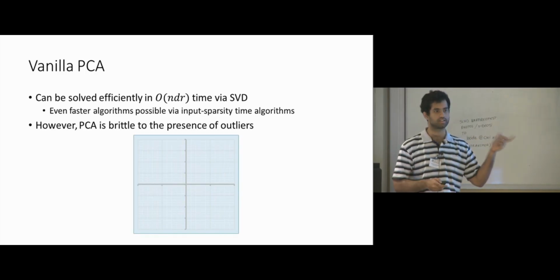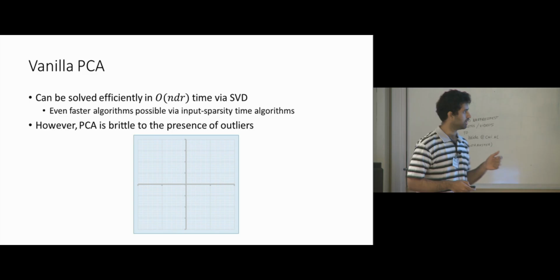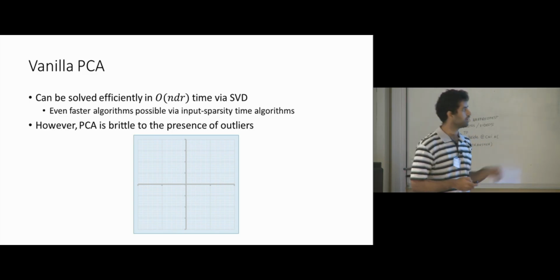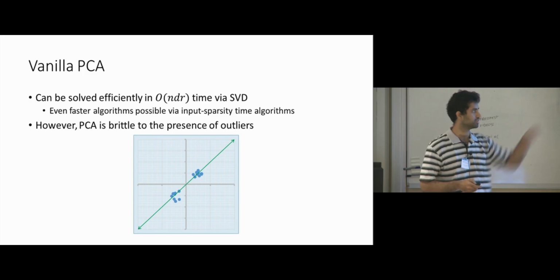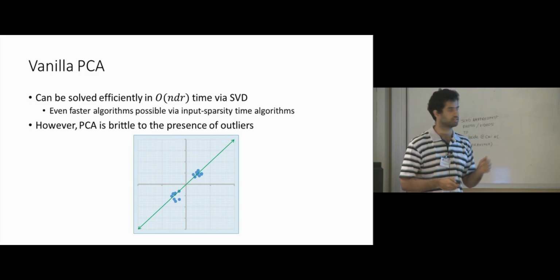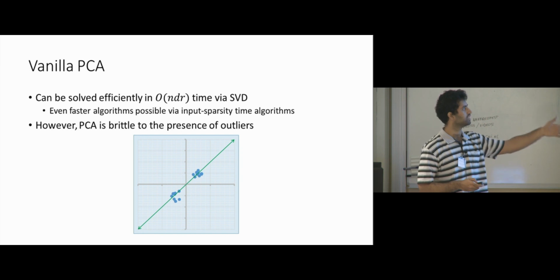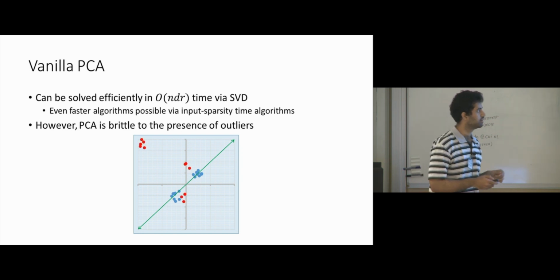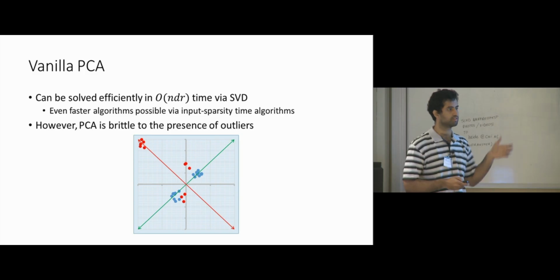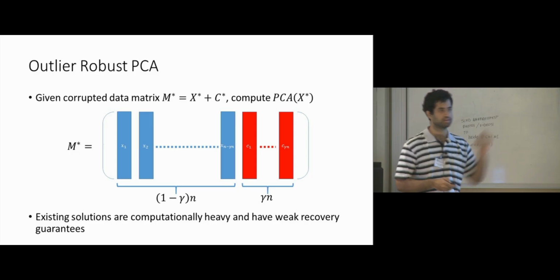So here is an illustration in 2 dimensions. The blue points are your true data points. And if you did not have any outliers, PCA would just give you this principal subspace. But let's see what happens if you add some outliers to the data set. So you've added these red points right here. And now you see that your estimated principal subspace is completely different from what you would obtain if you did not have any outliers. So this motivates the problem of outlier robust PCA.